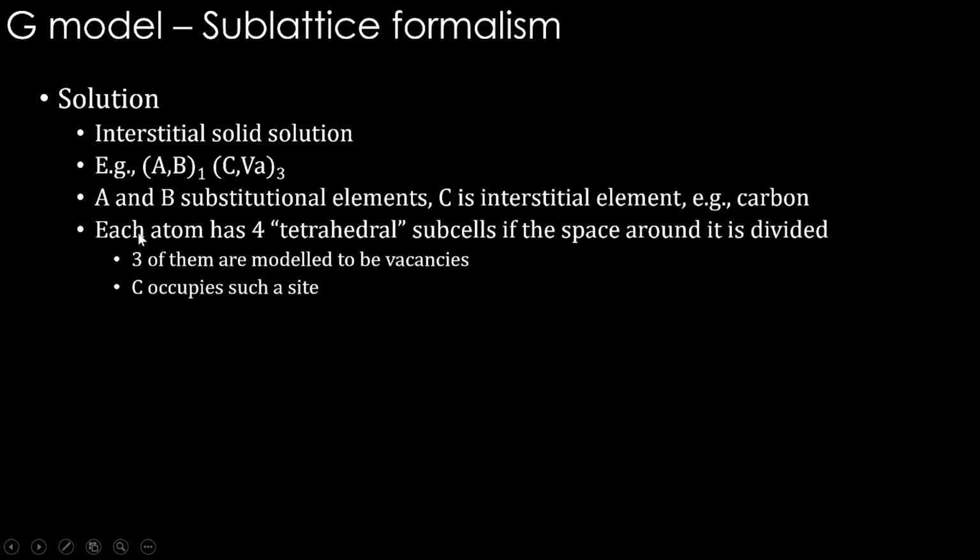This is also important to understand, because each atom has 4 tetrahedral subcells if the space around it is divided. Therefore 3 of them are imagined to be occupied by vacancies. Therefore the sort of ghost sites. So they are having vacancies, and the carbon occupies such sites, these 3 vacancy sites. That is where carbon can also dissolve. The remaining 1 is for the atom in the lattice site. This is why we put 1 and 3 here.